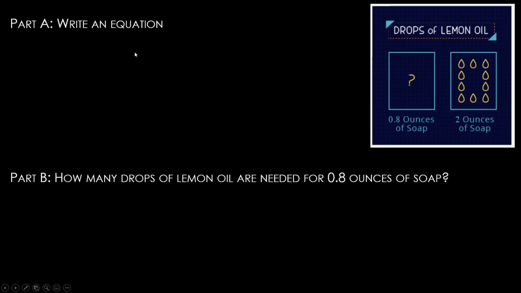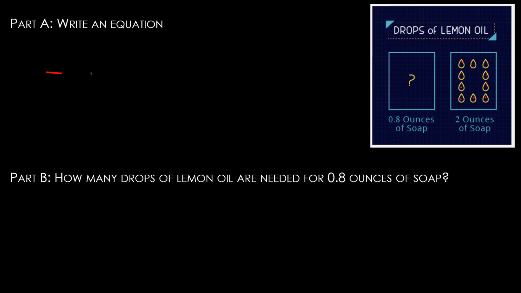Next question wants us to write an equation for part A. So I don't know how many drops of lemon oil it looks like I need to get 0.8 ounces of soap, but I do know how many drops of lemon oil I need to make 2 ounces of soap. So let's see. I need 1, 2, 3, 4, 5, 6, 7, 8, 9, 10 drops of lemon oil to make 2 ounces of soap.